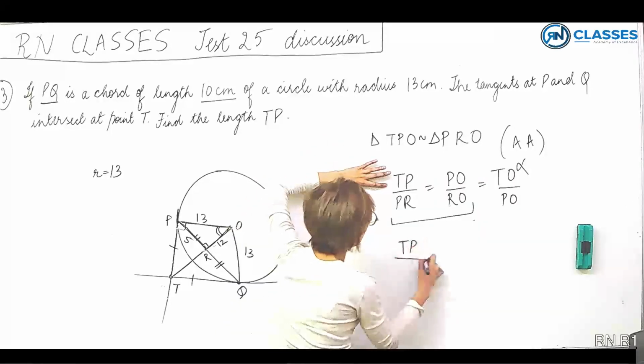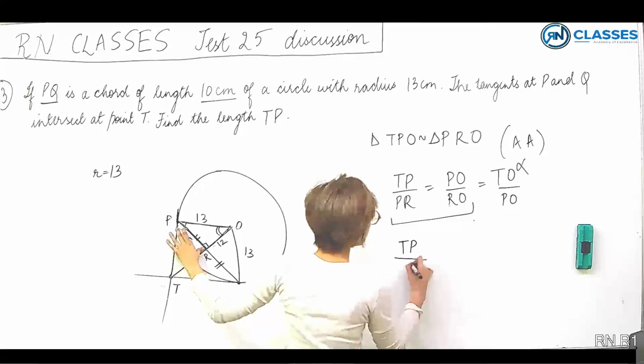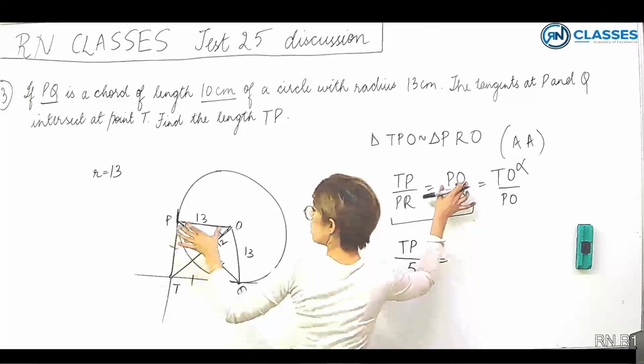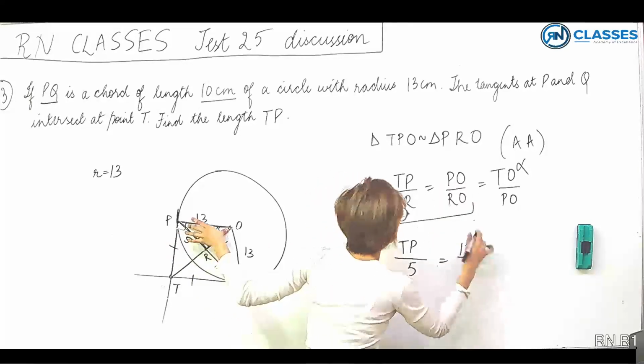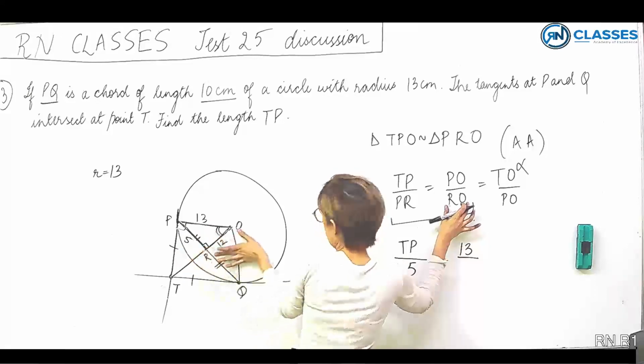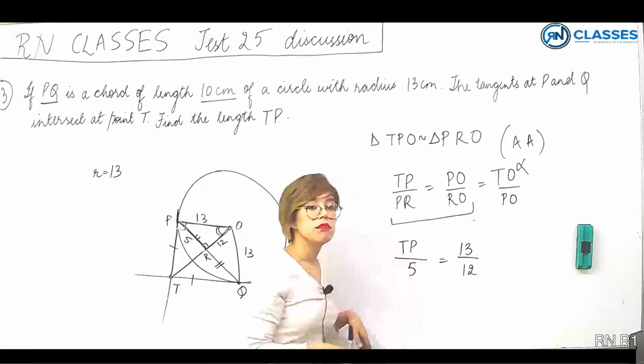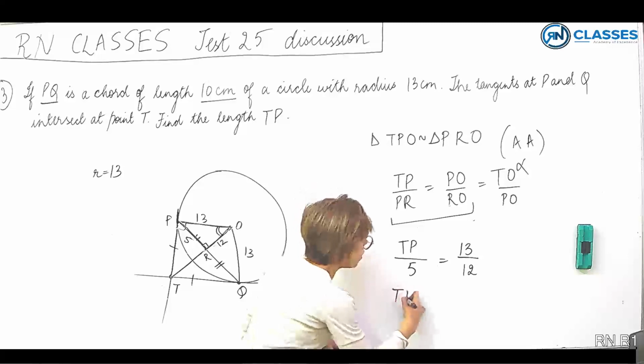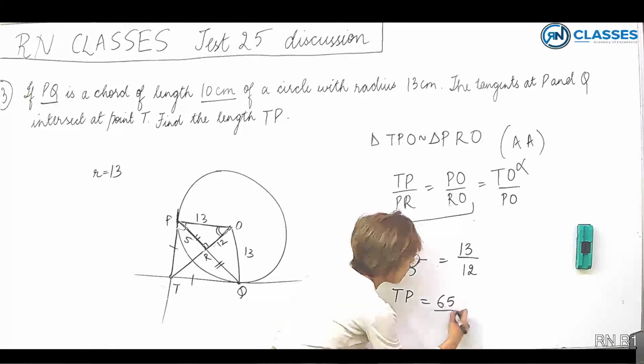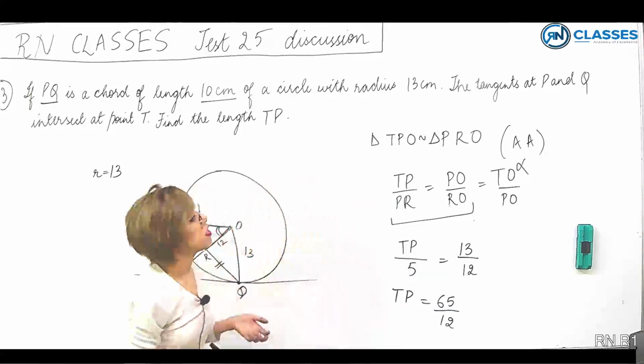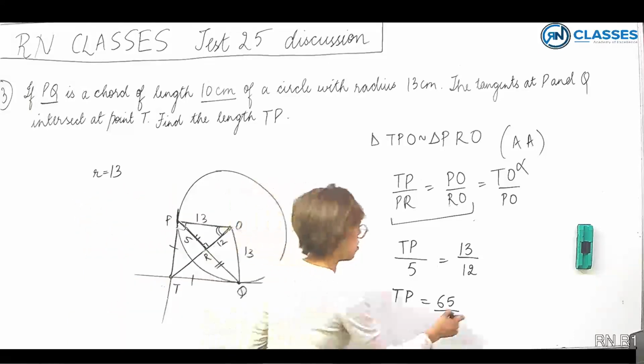So TP by PR, which is 5, is equal to PO, which is 13, whole divided by RO, which is 12. Right? TP has come. TP is equal to 65 by 12. That's it. 65 by 12 centimeter, of course.